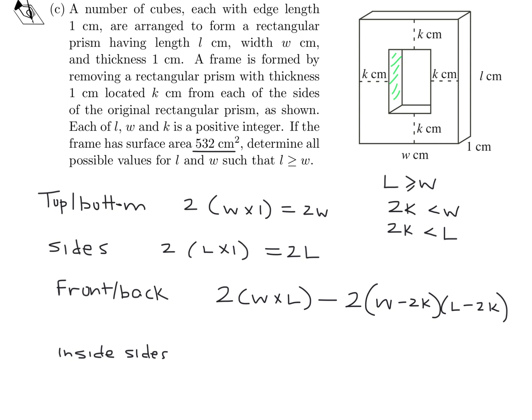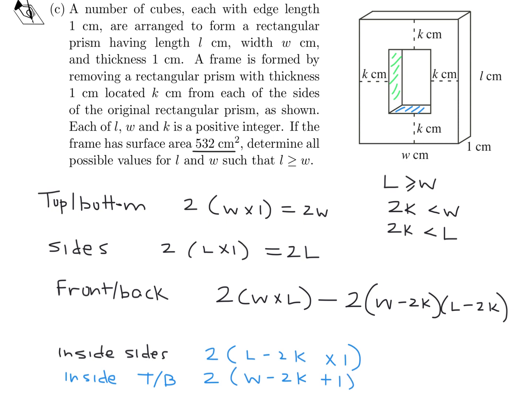Okay, those guys, let's see here. I think top to bottom is going to be L minus 2K. So it's going to be 2 times (L minus 2K), and then we just multiply by 1, which is the depth. And I think that's it, right? Okay, and then finally, the inside top and bottom, that's these guys right here. That's going to be 2 times (W minus 2K), and then since the width is 1, times 1. And I think that's it.